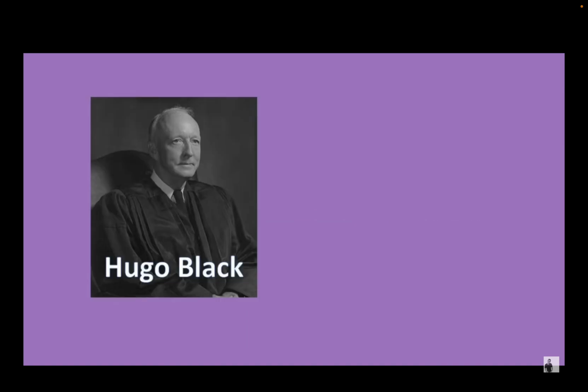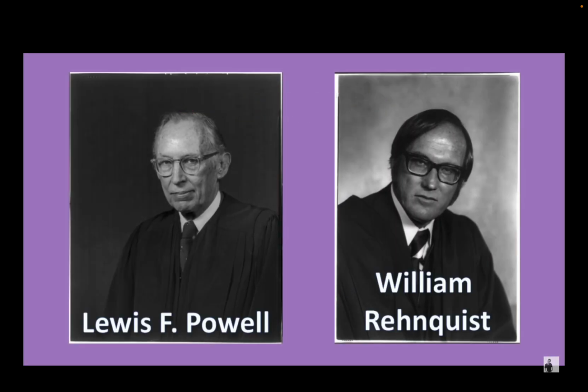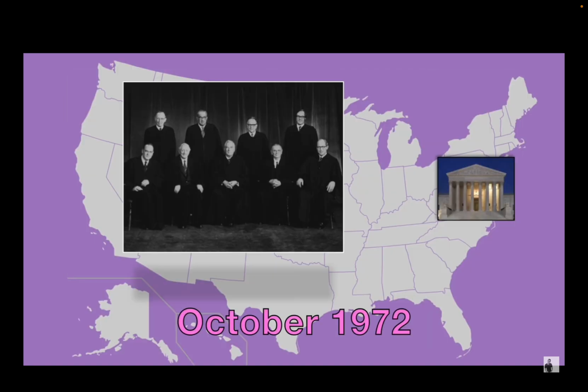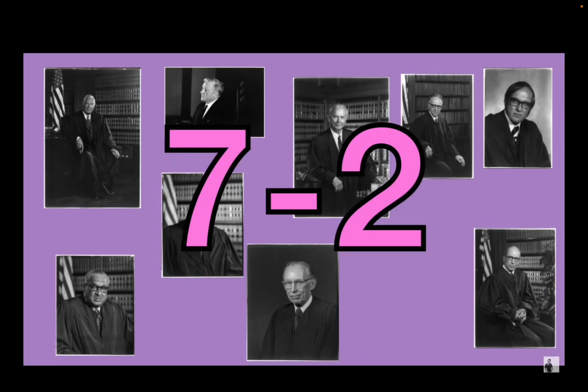But the case sat some more because 2 justices, Hugo Black and John Harlan, had recently retired and were not yet replaced. In January, Lewis F. Powell and William Rehnquist joined the court, but it wasn't until October of 1972 that they heard arguments again. The court announced their decision on January 22, 1973. With a 7-2 majority vote, they went in favor of Roe, arguing that abortion fell under the 14th Amendment's Due Process Clause. Again, it came down to a right to privacy.